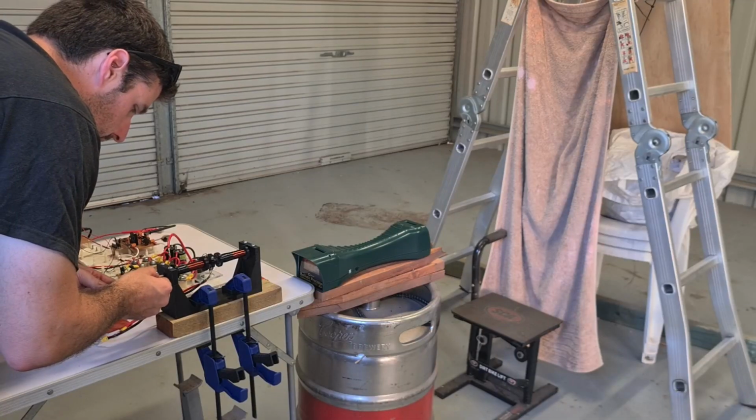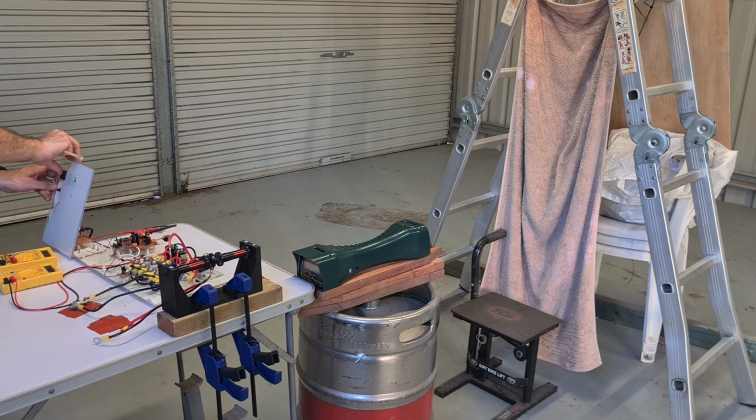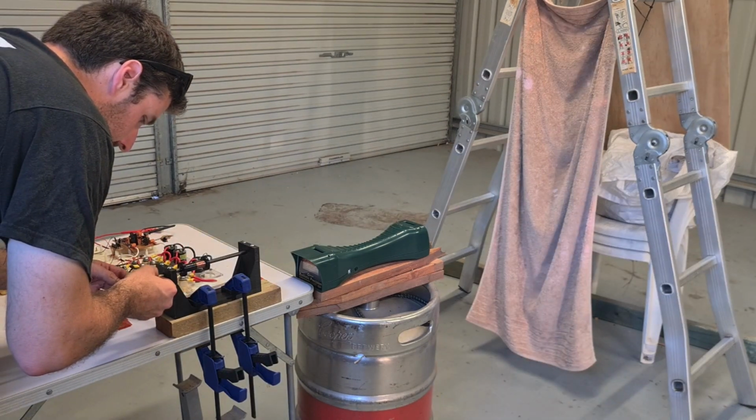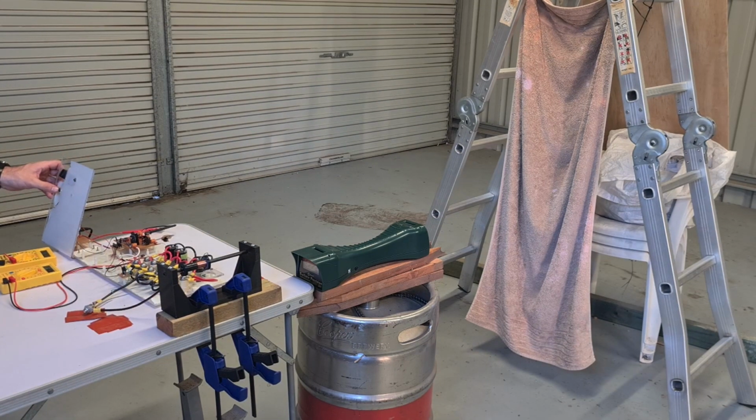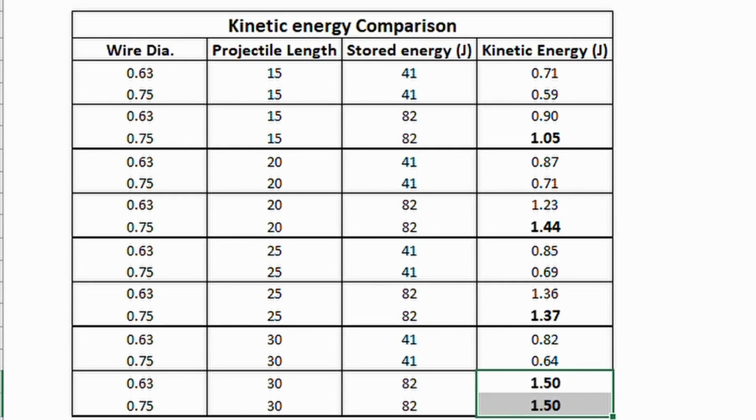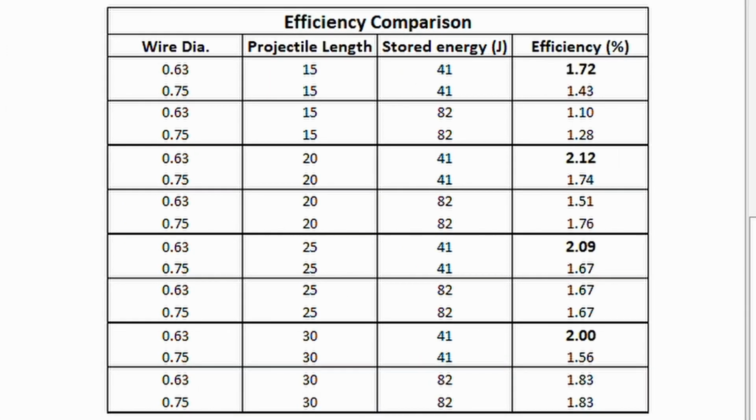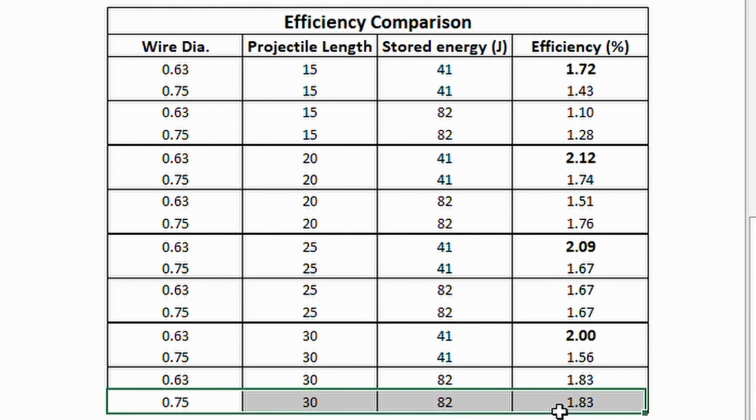The highest projectile speed achieved was from the 0.75mm wire at 28 meters a second with the 15mm long projectile, followed by the 0.63mm wire at 26 meters a second with the 15mm long projectile. The highest kinetic energy was a tie between the coils, each recording 1.5 joules, using the 30mm projectile with 82 joules of stored energy in the capacitor bank. Where the 0.63mm wire coil bested the 0.75mm wire coil was in the efficiency, where it achieved an efficiency of 2.12% with the 20mm projectile and 41 joules of energy stored, compared to the 0.75mm wire of 1.83% with a 30mm long projectile and 82 joules of stored energy.